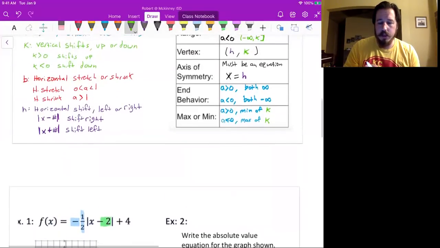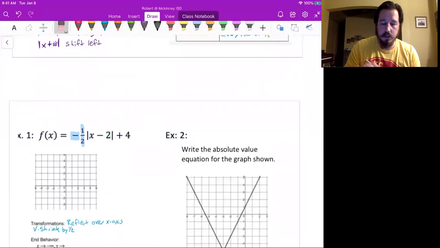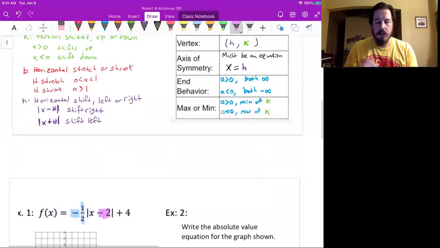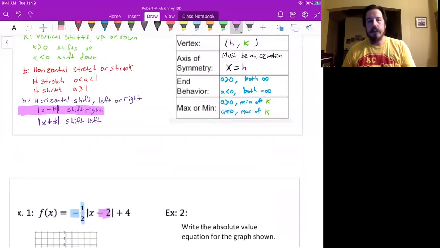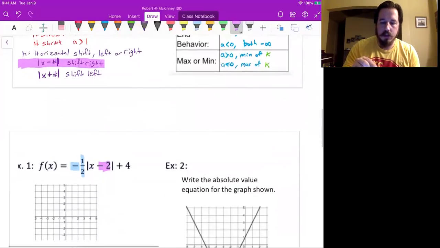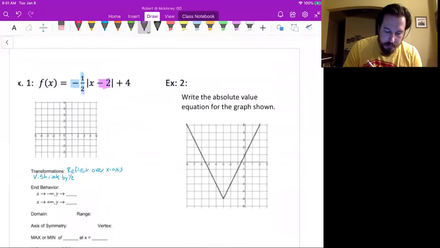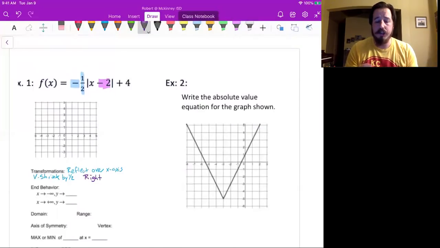Nope, I guess I had that as purple. Let me change that very quickly. Okay. As it says right here, if it is minus that number, it is going to shift to the right. So this will shift right, or move right. And by how much? Well, that number value is 2.